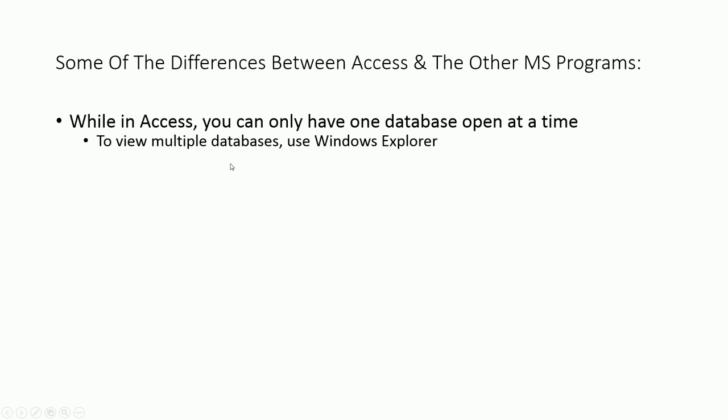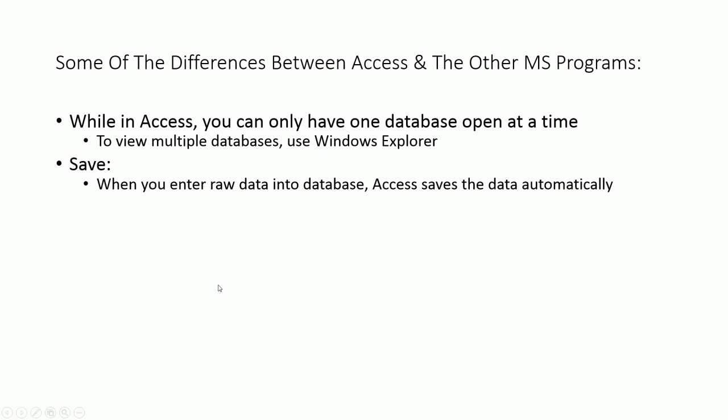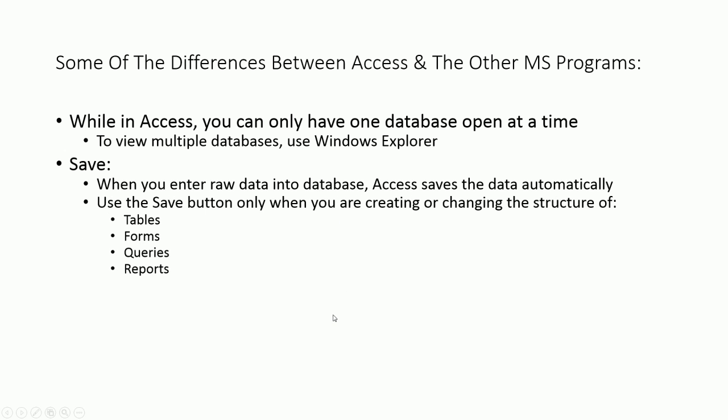Multiple databases you want open, use Windows Explorer and double click each file. Save: when you enter raw data, it's automatically saved, but you have to use the save button or Control S anytime you create or change the structure of any of the objects.